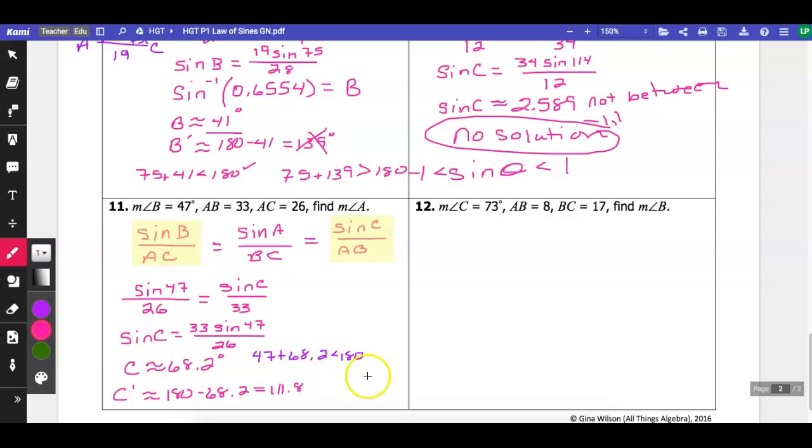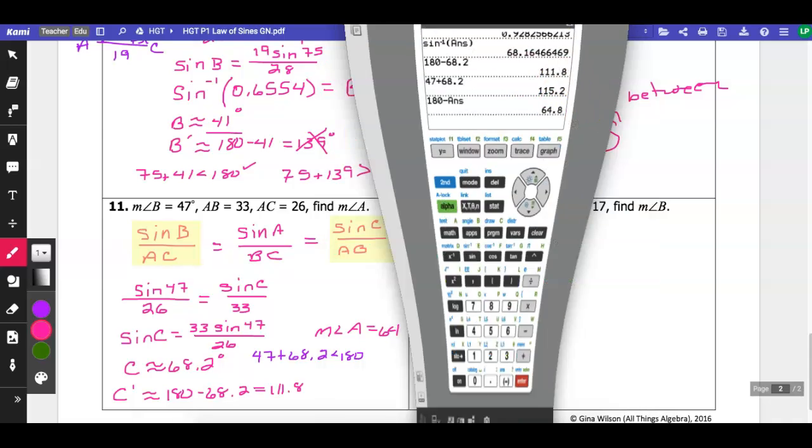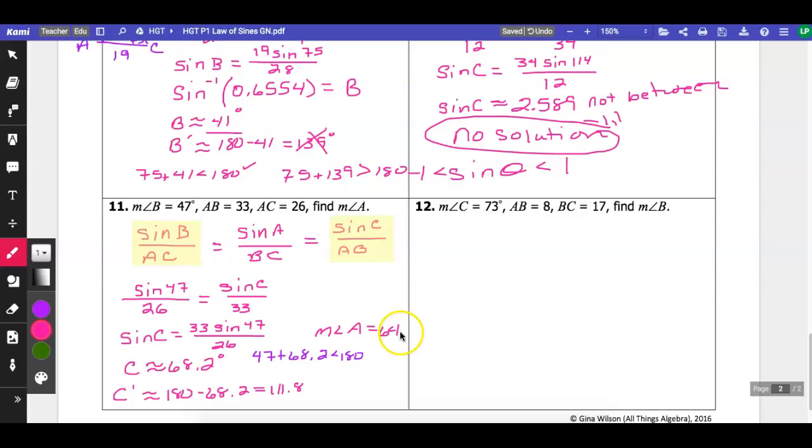So here's what we know then. If this is true, then the measure of angle A would be 64. Was it 64.8 or 68.4? Ladies, you know my memory goes. 64.8. Okay, so this would be 64.8. And of course, it's an approximation. So here's one measure that we could have for angle A. Now, the other thing we have to check is this. We have to go back and check if angle C is 111.8.